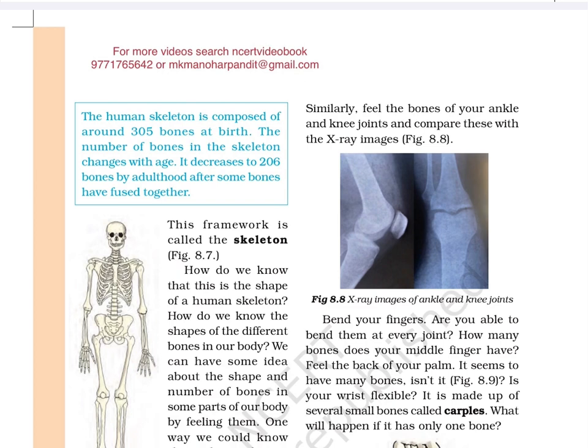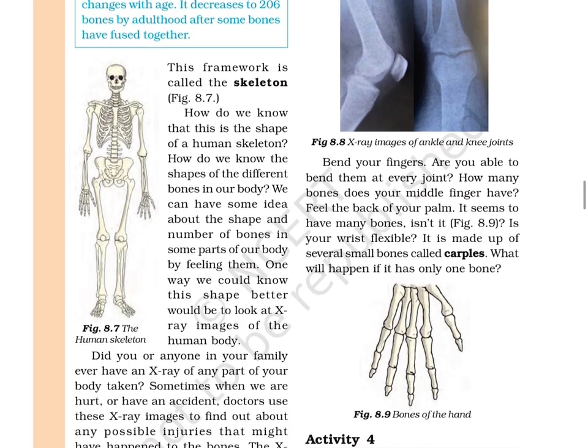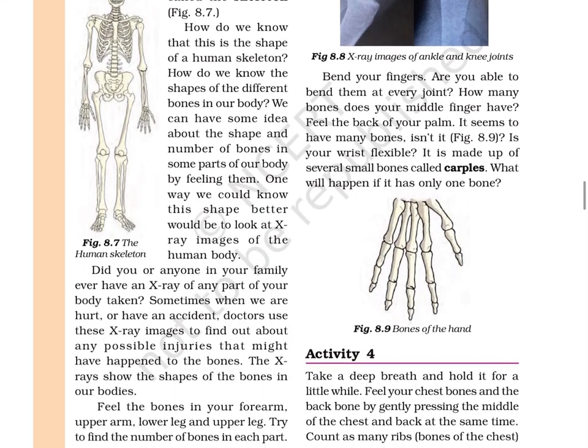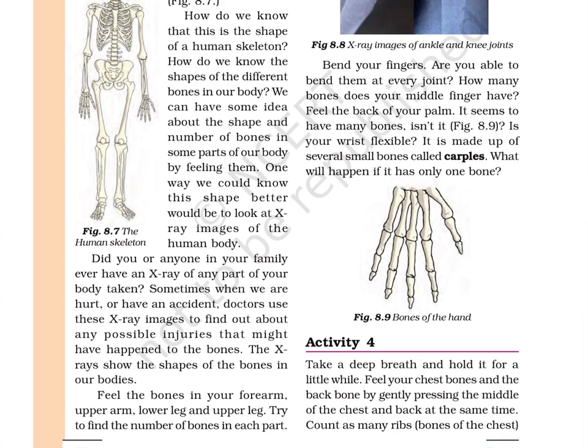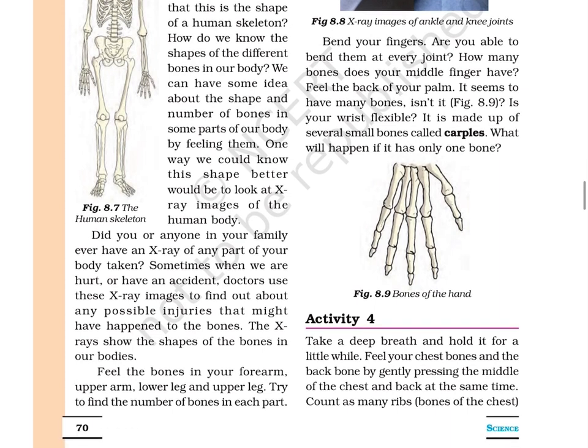Figure 8.9. Is your wrist flexible? It is made up of several small bones called carpals. What will happen if it has only one bone? Figure 8.9 shows bones of the hand.